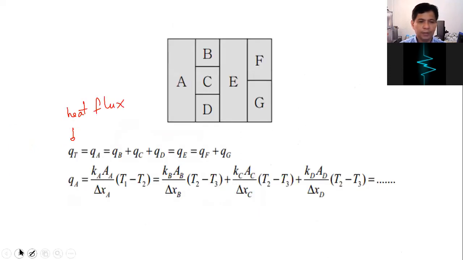Let's go to the next slide. Of course, the most complicated problem is something like this: series and parallel mixed together. The solution here is you can solve it one at a time. For example, given Q, the flux, given Q total, you can solve here first. Given this temperature, say T1, and if you have K1 and X1, or delta X1, you can solve T2.